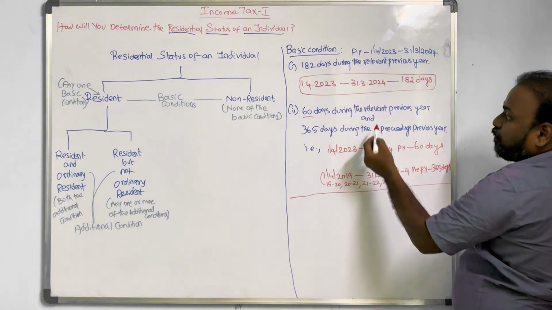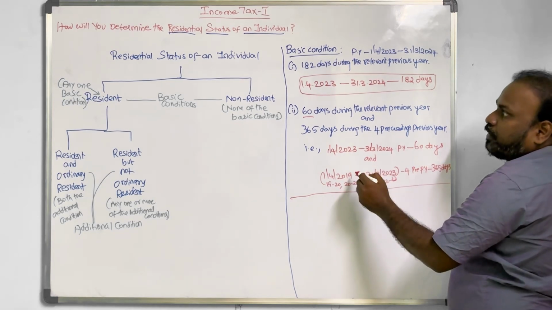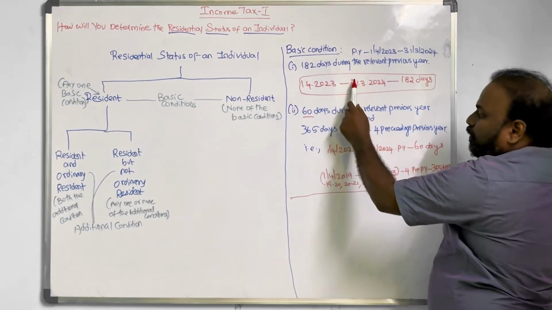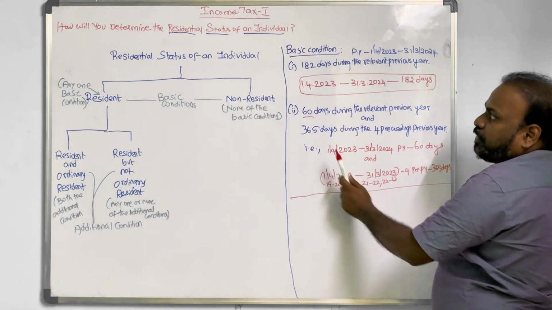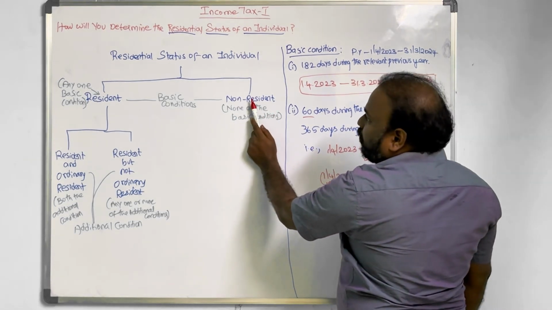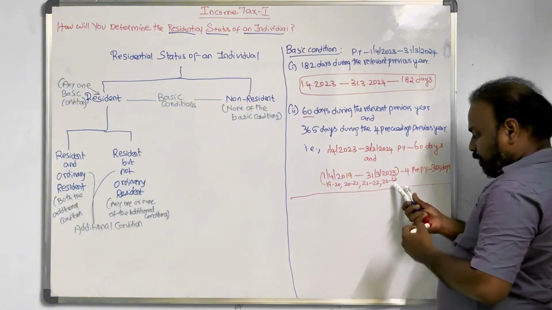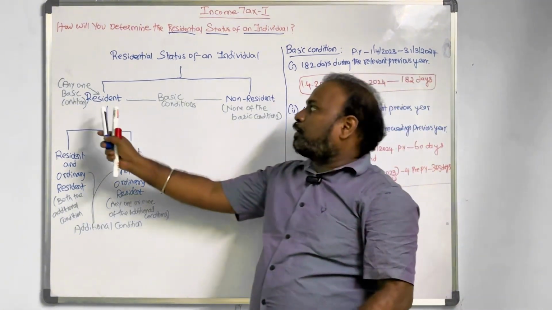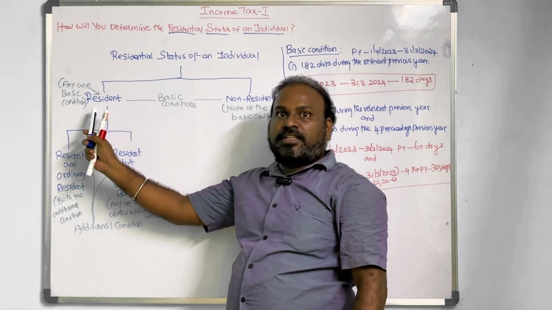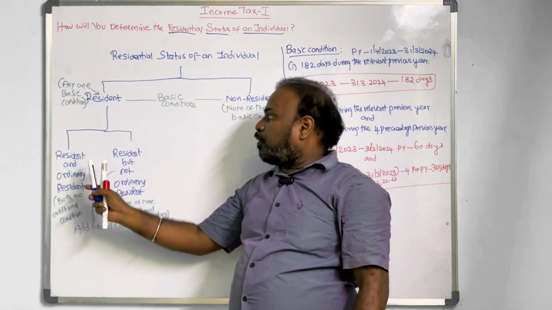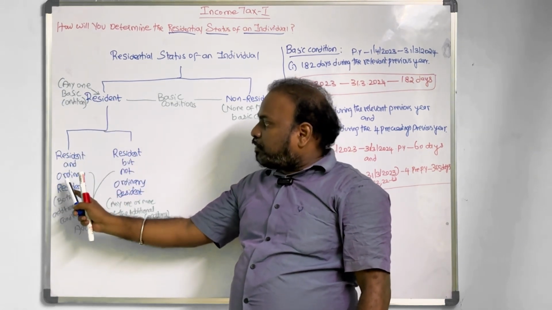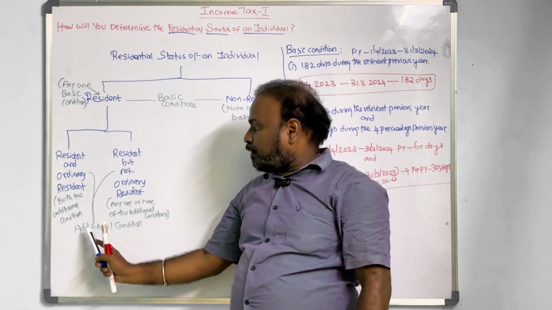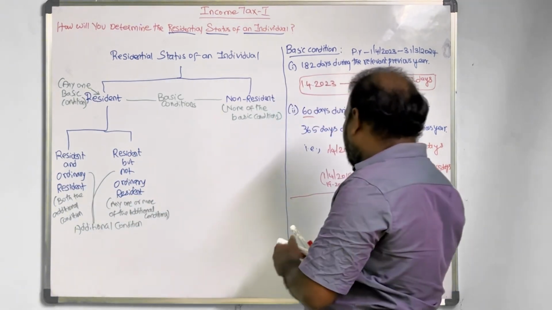A person should satisfy any one basic condition to get the status of resident. If he doesn't satisfy either basic condition, he will be called a non-resident. If a person satisfies any one of the basic conditions, we conclude that he is a resident. Now we go on to whether the person is an ordinary resident or not ordinary resident. For that, we need to go through the additional conditions.